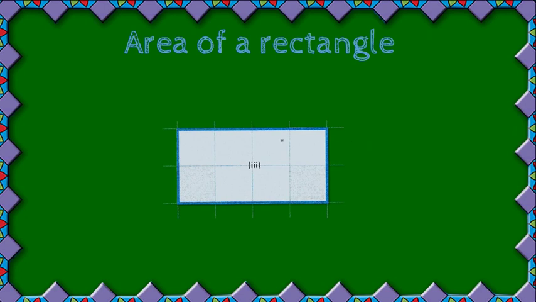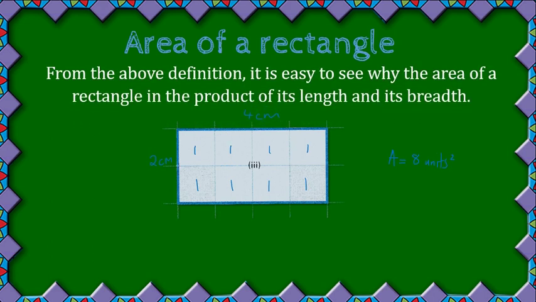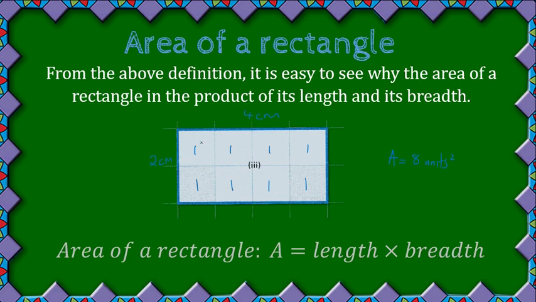Then further on, we look at a rectangle. This is slightly more clear. If I have all of these as 1 unit squared, then I can see there's a total of 8 blocks, each 1 unit squared. So this rectangle in total will be 8 units squared. We can see there are 4 blocks in a row and there are 2 rows of 4 blocks. So if it's, for example, 4 centimeters and we've got 2 centimeters over here, that's why the area of a rectangle is the length times the breadth, because we've got 4 blocks times 2 rows, and that would give us 8 units squared, or 8 centimeters squared. From the above definition, it is easy to see why the area of a rectangle is the product of its length and its breadth. So the area of a rectangle is length times breadth.